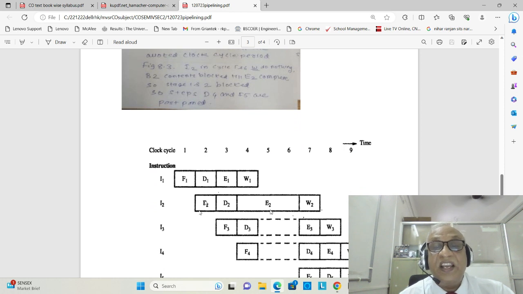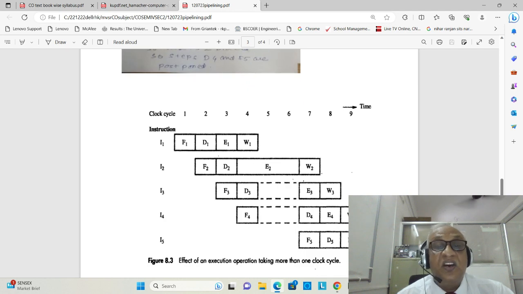instruction 2 in cycles 5 and 6. At this stage, you can see that W is just doing nothing, W is waiting. Because of that, buffer 2 is blocked, as the contents of buffer 2 are held till execute 2 is finished. With this, stage 1 and stage 2 are also halted. Steps D4 and F5 are also postponed.